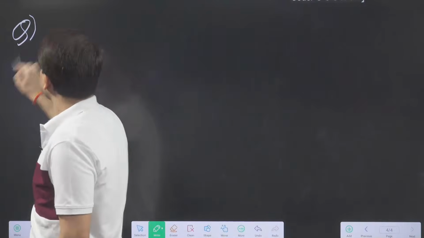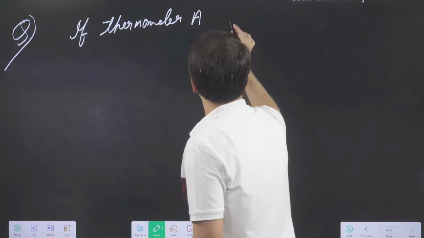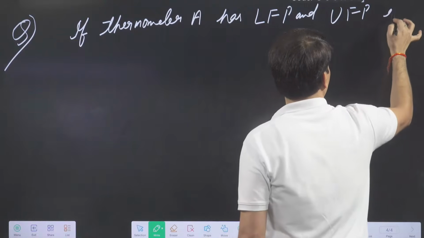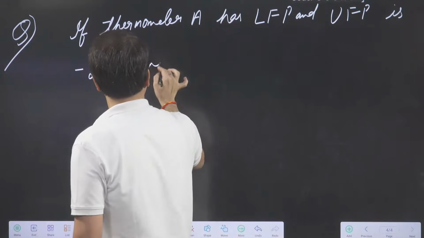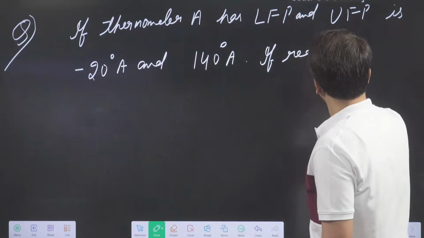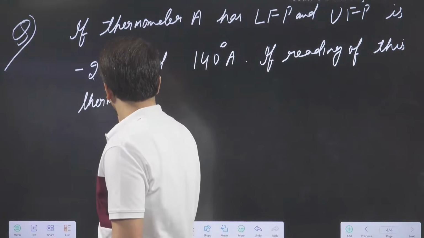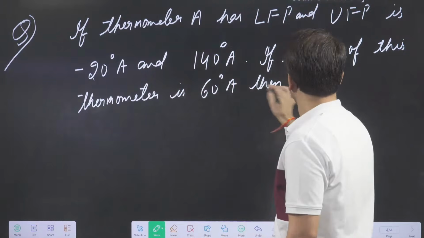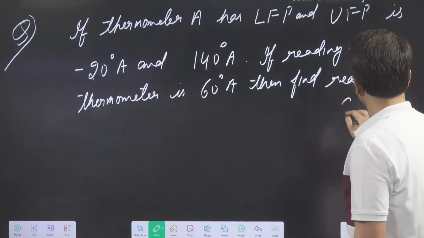Okay. Now next problem. If thermometer A has LFP and UFP as minus 20 degree A and 140 degree A. If reading of this thermometer is 60 degree A, then find reading of Celsius thermometer.